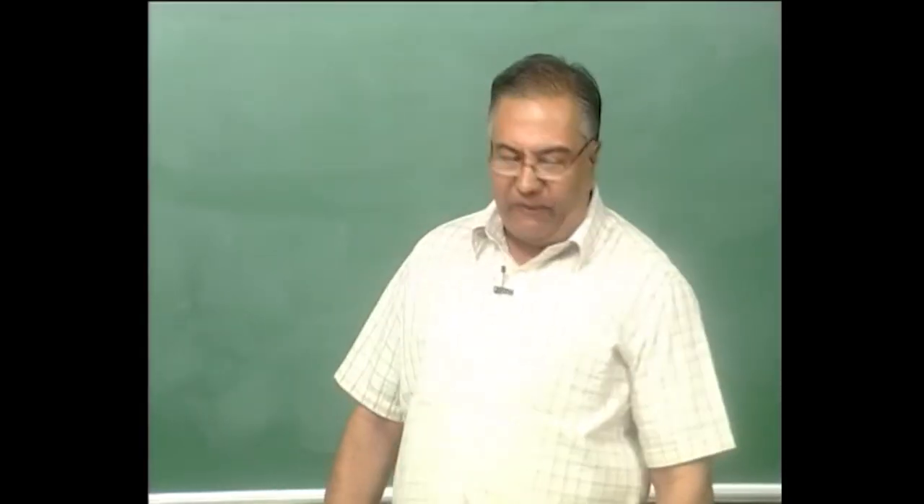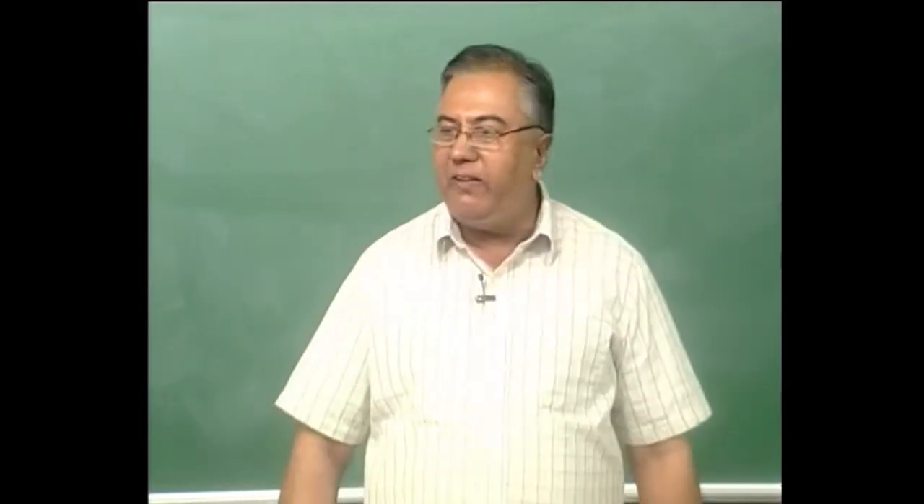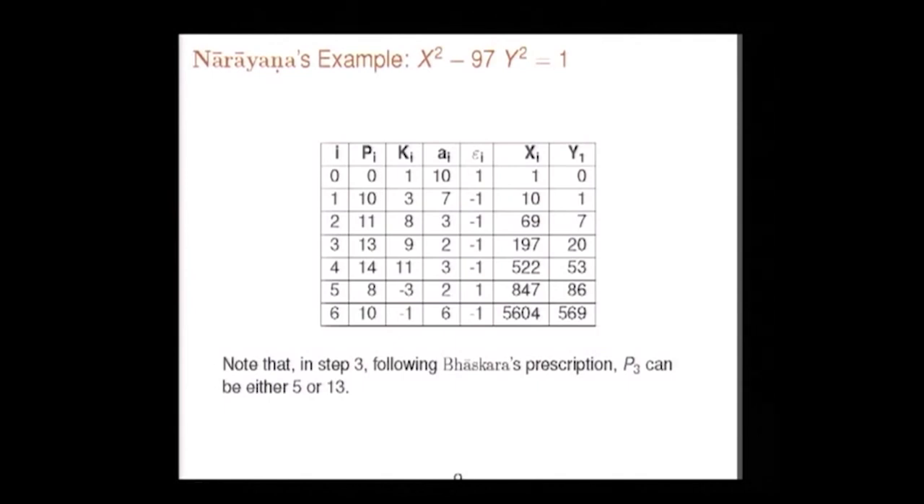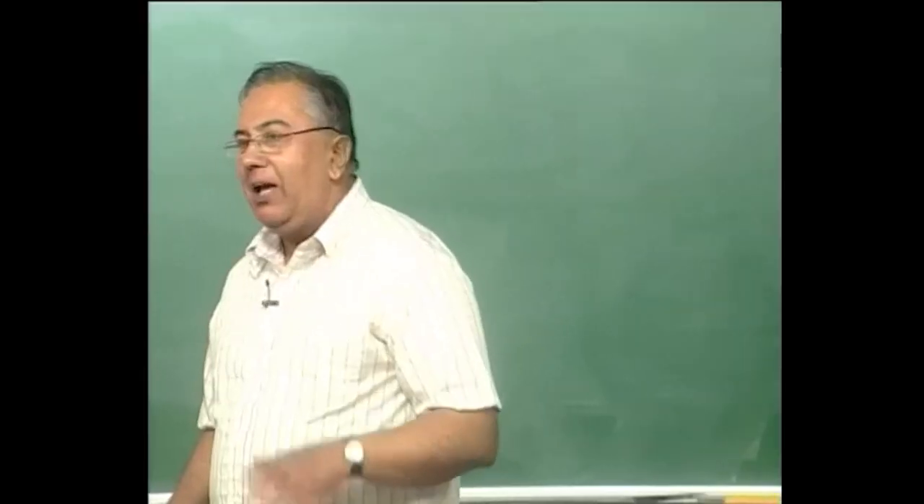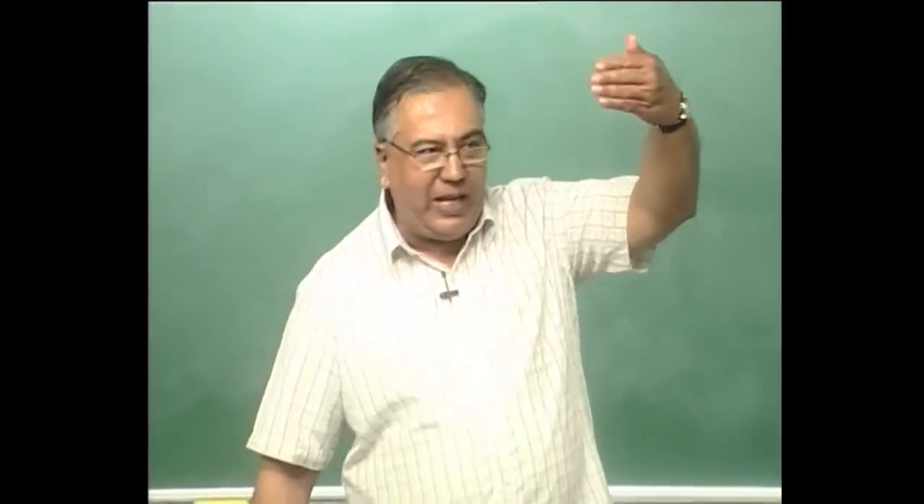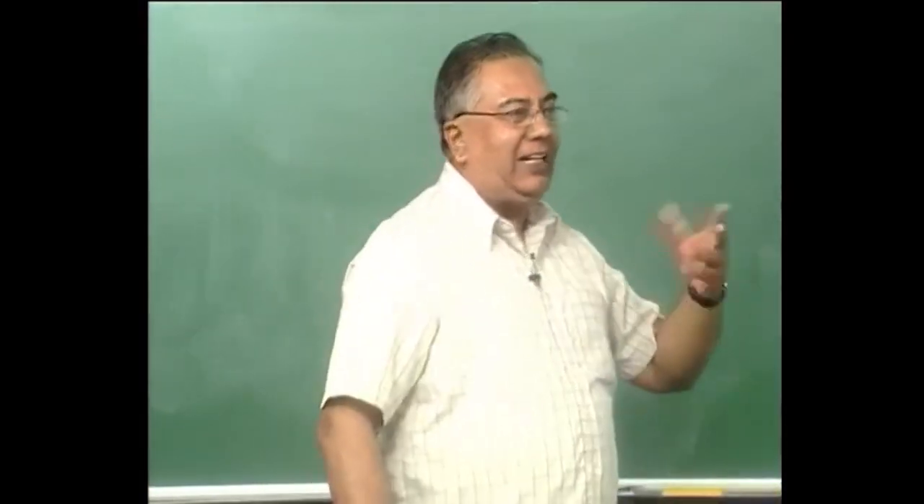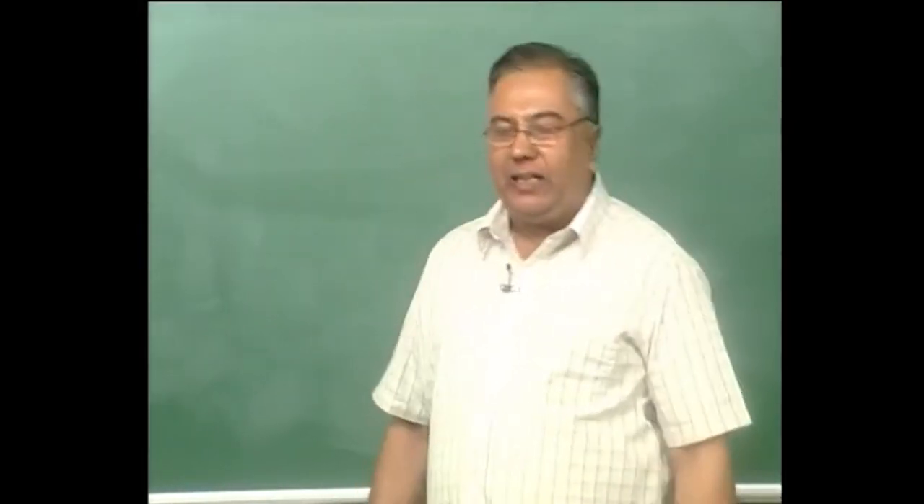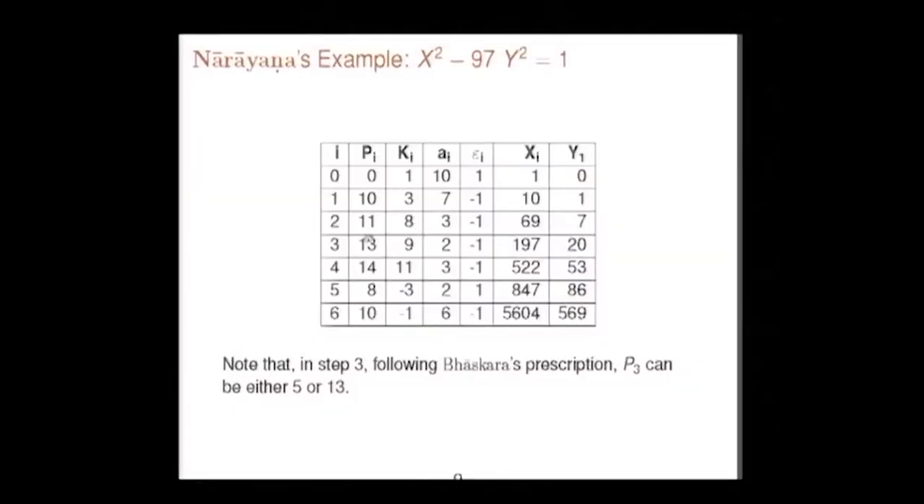5 squared is 25, 97 minus 25 is 72, 13 squared is 169 minus 97 is also 72. So it is the first time where you are finding an ambiguity. p_i plus 1 squared, when it is taken above d or below d, is equidistant from d. So what do you do? Bhaskara is silent on it. Now in this example Narayana has just said that you take the larger one. In fact Krishnaswamy Iyengar in his analysis also has given an algorithm where you are choosing the larger one.